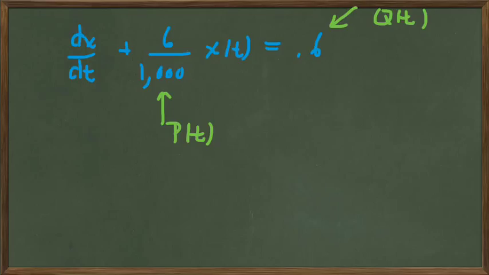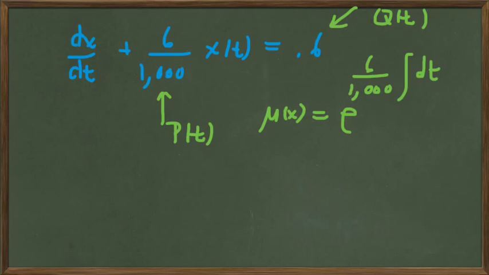So the integrating factor mu of t would be e to the integral of p of t dt. Since p of t is a constant, we can bring the constant outside of the integral and get just e to the 6 over 1,000 integral dt. Integral dt is, of course, t, so e to the 6t over 1,000 is our integrating factor. And we are solving this differential equation for x of t, right?